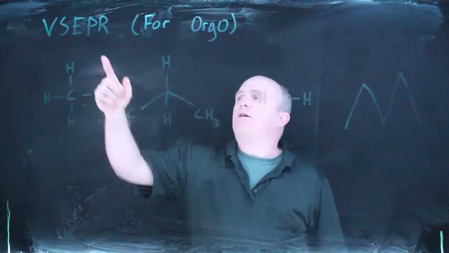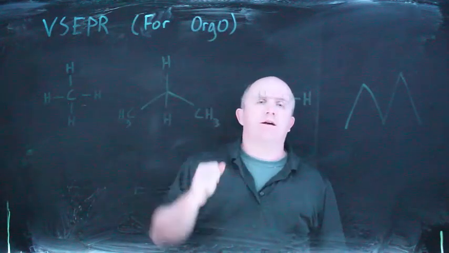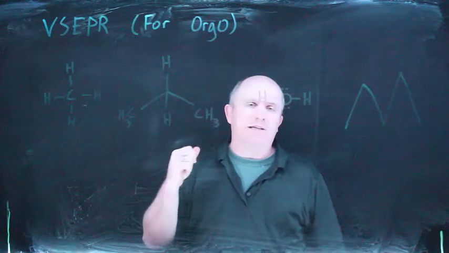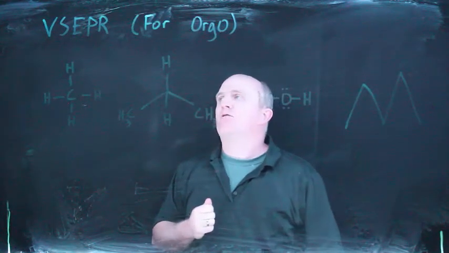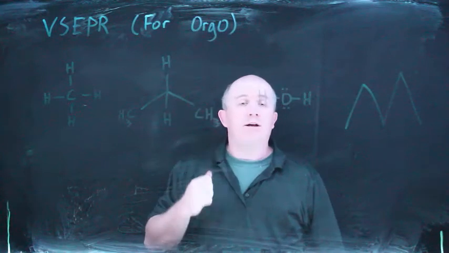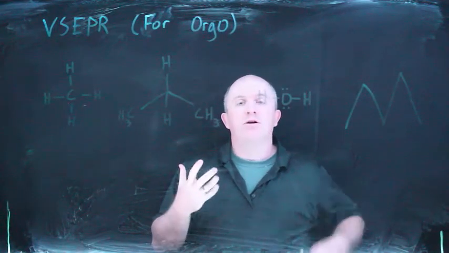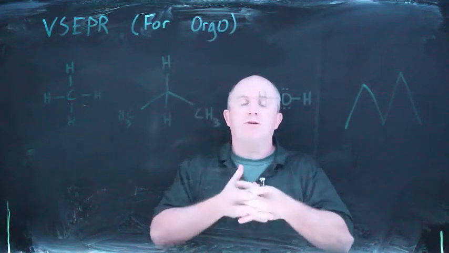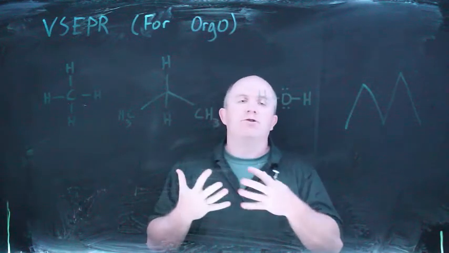All right, so now let's talk about VSEPR for organic chemistry. So what's different? Well, fundamentally, I actually don't care so much about valence shell electron pair repulsion theory. What I do care about, however, is the structure. The way the structure is actually put together, what the bond angles are, what the geometry of the structure is.